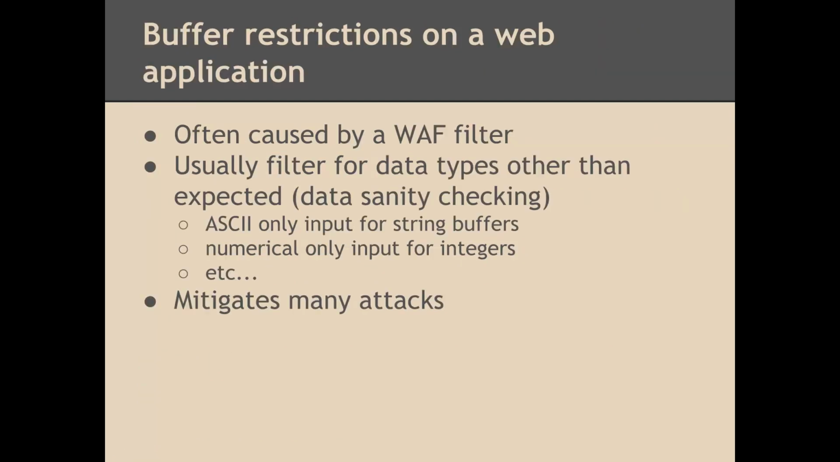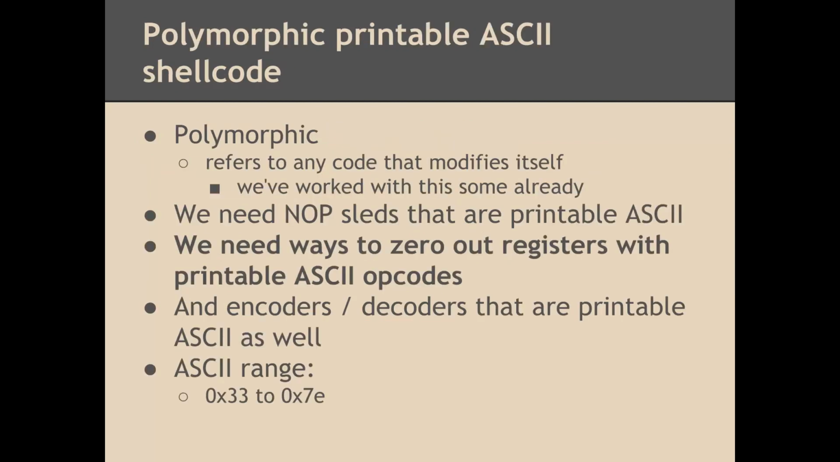So we talked about the buffer restrictions and the form restrictions that web application firewalls will put on a web page if it learns them or is configured to do that. And the way around that is by having your shellcode be within the ASCII printable range. And there's actually 2 techniques that allow you to do this: polymorphic code as well as encoding.